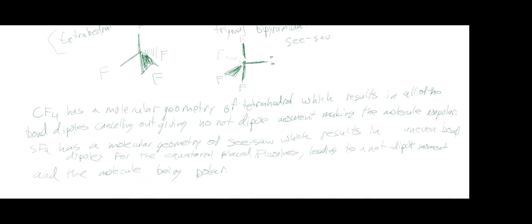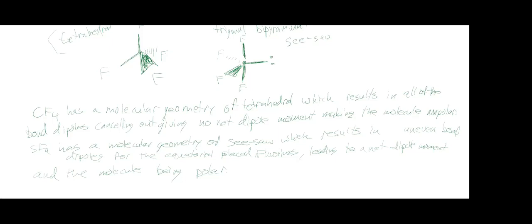For something like this, what I said was CF4 has a molecular geometry of tetrahedral, which results in all of the bond dipoles canceling out, giving no net dipole moment, making the molecule nonpolar. SF4 has a molecular geometry of seesaw, which results in uneven bond dipoles for the equatorial fluorines, leading to a net dipole moment and making the molecule polar.